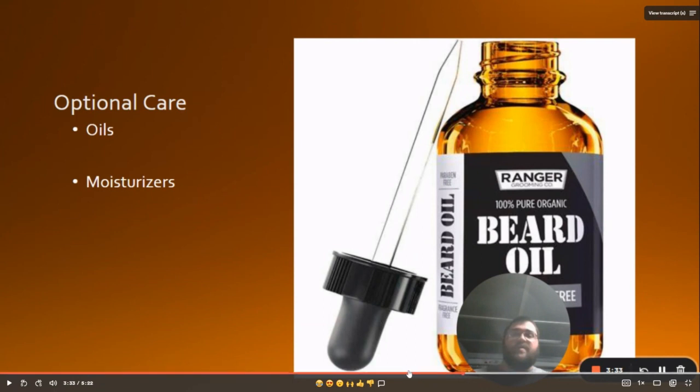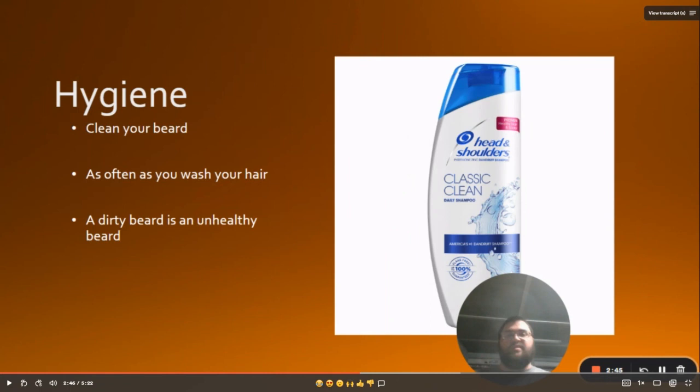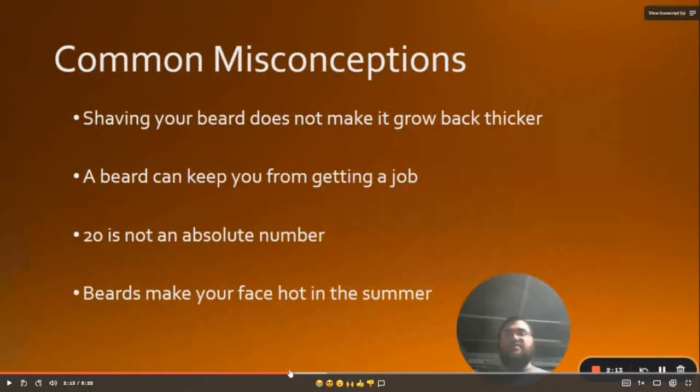Again, most of the time, going from back to front, eye contact consistent all the way through. How you are going to comb your beard, whether it be on the left with a comb or on the right with some type of a specialized beard brush. What type of shampoo you're going to use, for the bullet points, for hygiene, number one, clean your beard, number two, as often as you wash your hair, or three, a dirty beard is an unhealthy beard, and that's certainly true. Continuing to go to the front, common misconceptions.